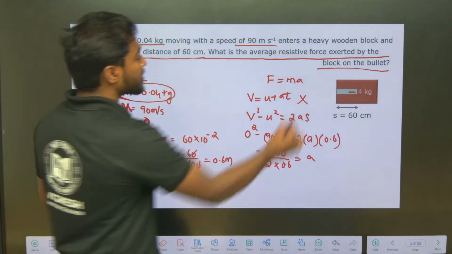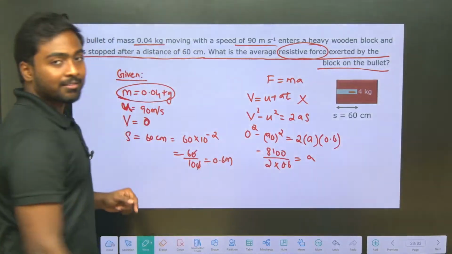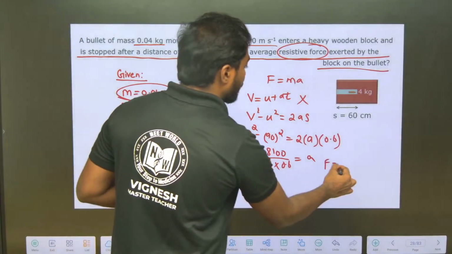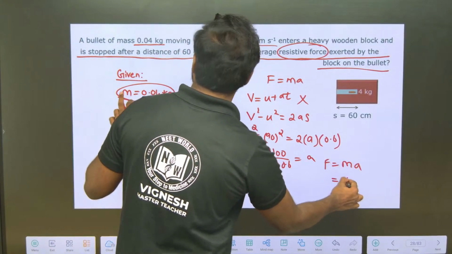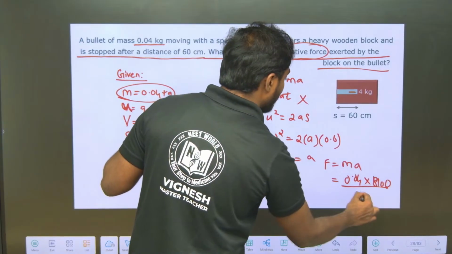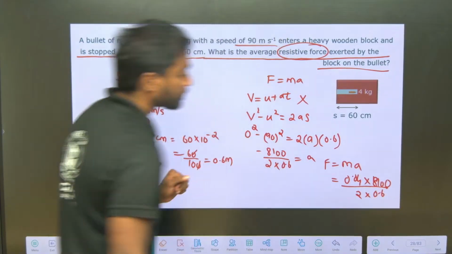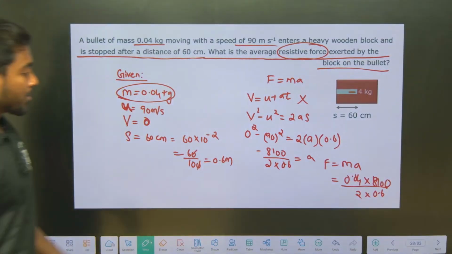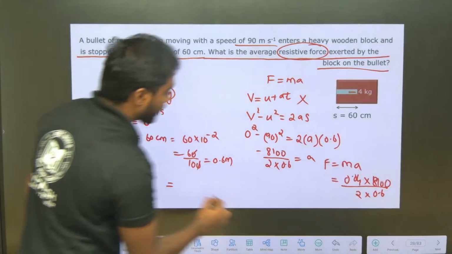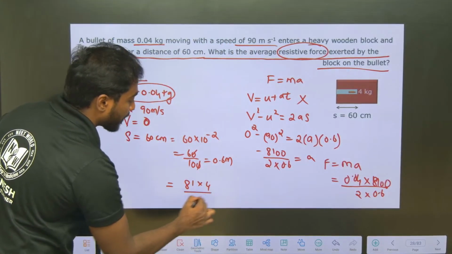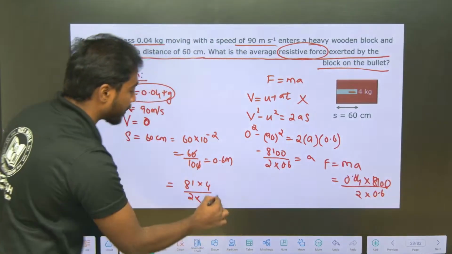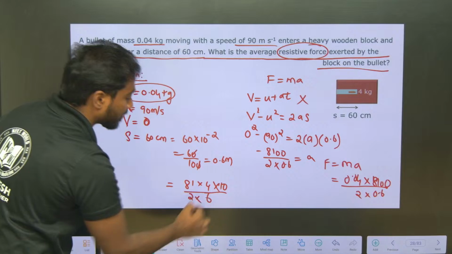They are asking the resistive force. Why am I getting a minus sign? Because it is the resistive, opposing force. So, F will be equal to mass into acceleration. Mass is 0.04 into 8100 divided by 2 into 0.6. If I substitute this, I can take these zeros and multiply here, so 81 into 4 divided by 2, and multiplying by 10 and 10, into 10 divided by 6.